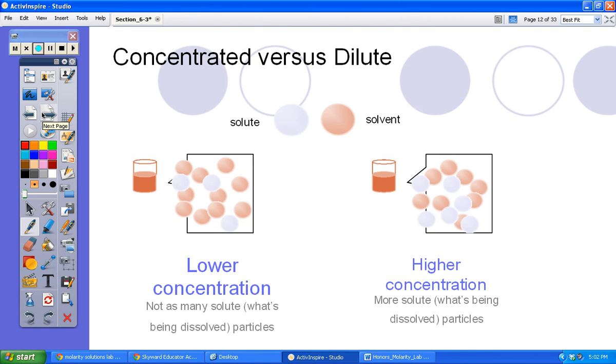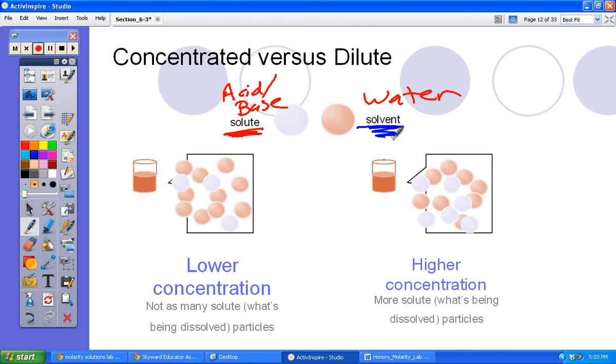Concentration versus dilute. This is referring back to what I talked about in the last talk. The solute is the acid or base, where the solvent is water. Remember, solute is the smaller amount of substance, the minority, the littler part, whereas the solvent is the majority. So water is a majority of what makes up an acid solution.